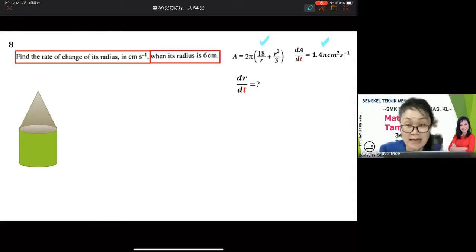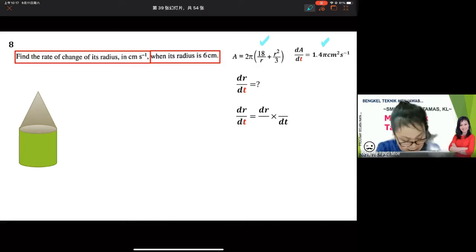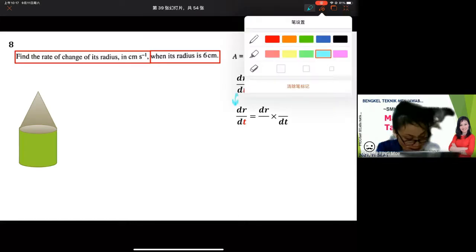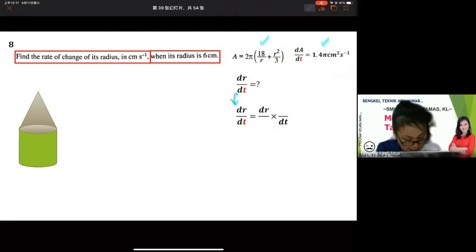This is how I guide my students. Don't go straight away to anything for this part. Based on dr dt, see the tips. So what I do, I get my dr dt and I break it into two parts. I break dr dt into dr multiplied with dt. I break it into two terms. I separate by multiplying. Can you see that? So then, what am I going to fill in here and what am I going to fill in here?